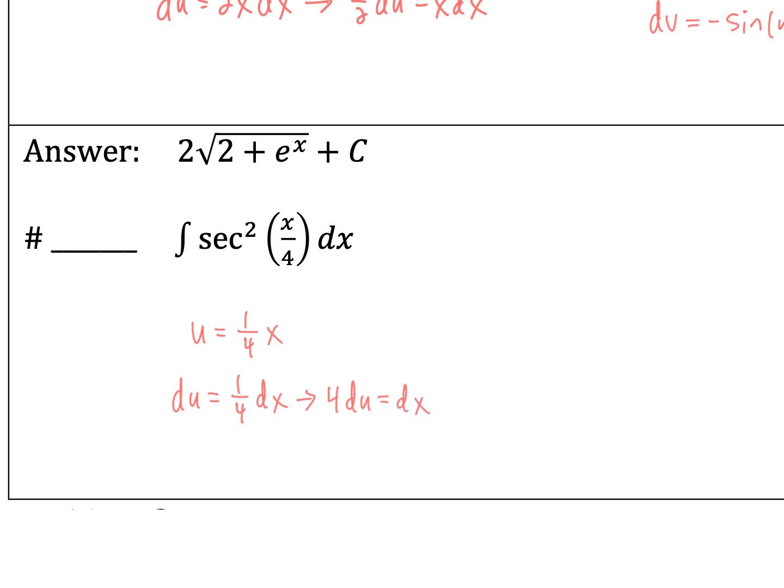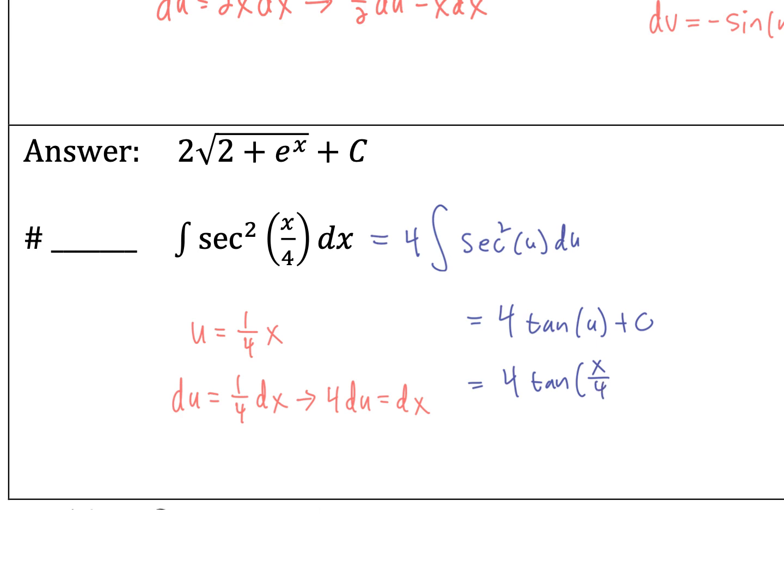And then now we can substitute. So I'll pull that 4 out, and this just becomes secant squared u du. Okay, and then the integral of secant squared is tan. And then u is really x over 4. So now we'll substitute back. And that's it.